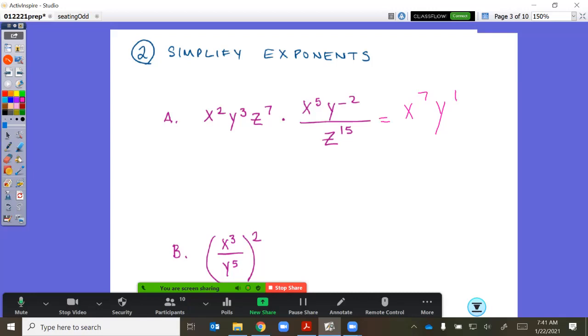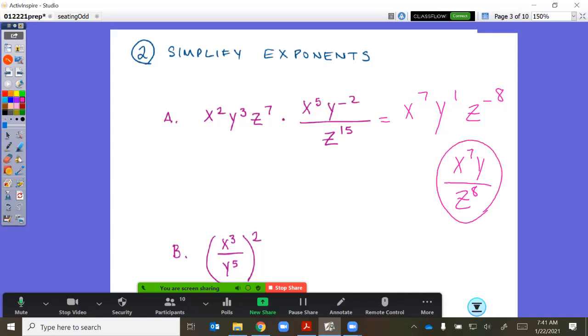Okay, so the z is different. The z is on the bottom. That means I'm dividing. Since the z is on the bottom, I'm going to subtract the exponents. So I'm going to get z to the, it's going to be negative because I have 7, take away 15. So that's -8. And usually I like you to move things to the bottom if they're negative. So you should probably say x to the 7th y over z to the 8th.